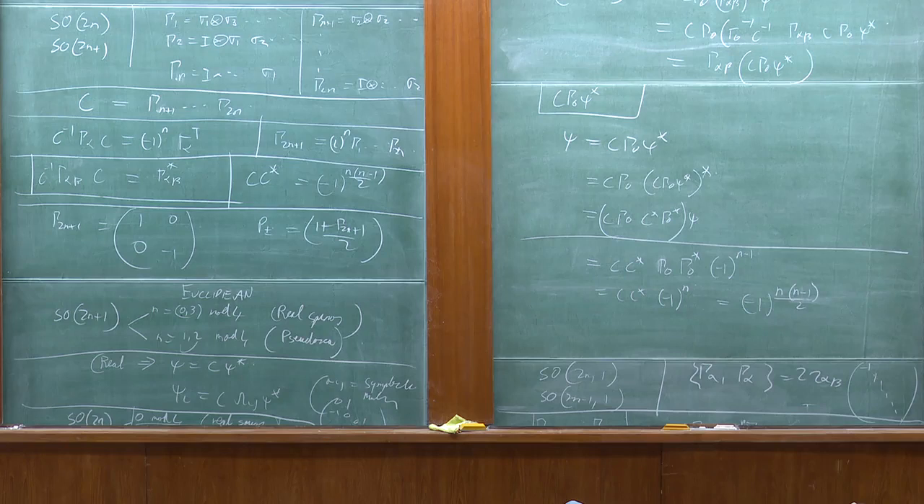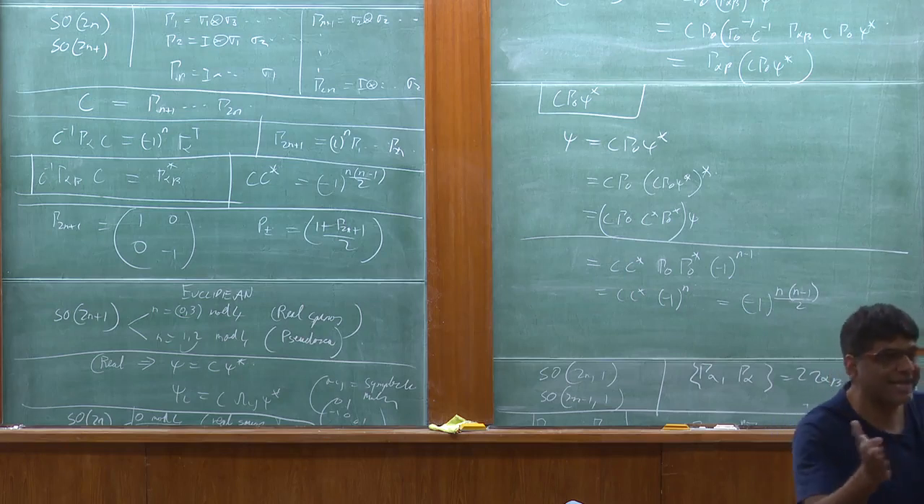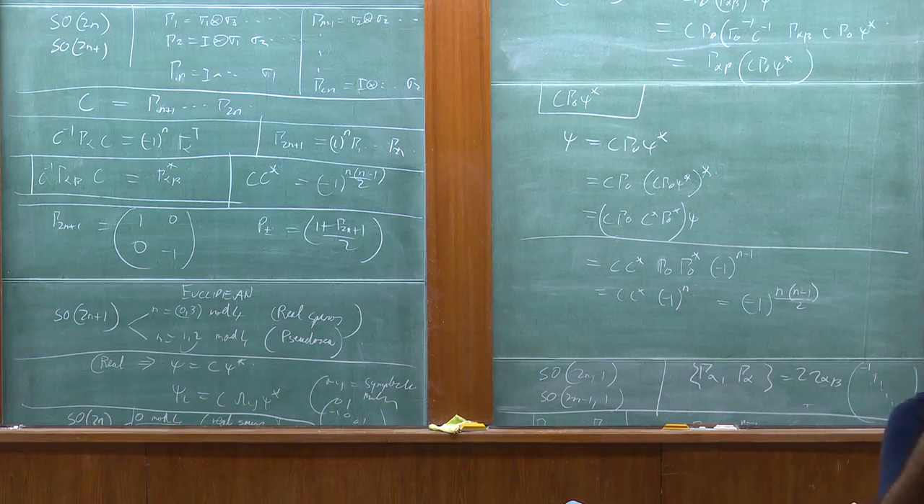Okay? You can go ahead and check that the business with the gamma 2n plus 1 does not change. That is, nothing we've done here changes the fact that if you take psi, which is a positive chirality matrix, and look at C gamma 0 psi star, then that matrix will become a negative chirality matrix if n is odd, and a positive chirality matrix when n is even.